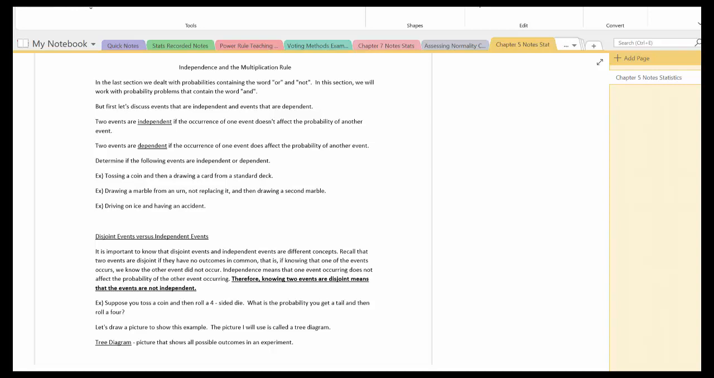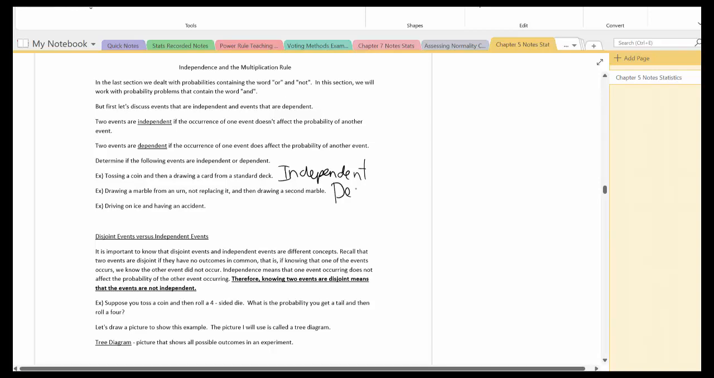Tossing a coin, then drawing a card from a standard deck. Those two events do not affect each other at all, so this is an example of being independent. Drawing a marble from an urn, not replacing it, then drawing a second marble. Yes, that does affect the second draw because you're not putting the marble back in. That's called without replacement, so these events are dependent. And then driving on ice and having an accident: clearly the ice will have some effect on your driving, so that is dependent.